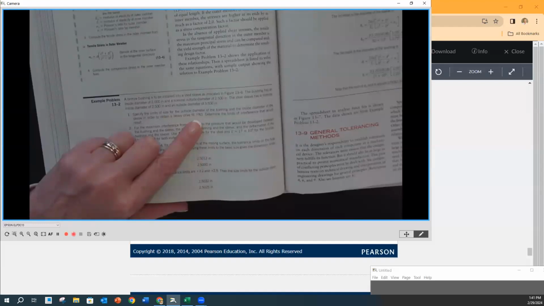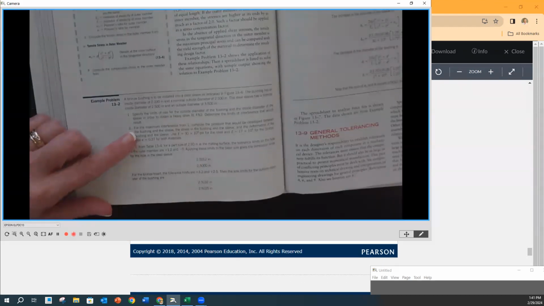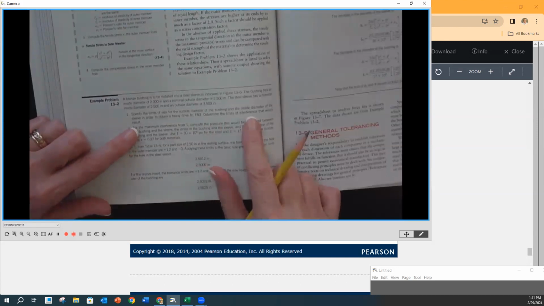So they're giving us the class of fit, and we're going to use the chart to determine the limits of both the sleeve and the bushing at the 2.5 inch diameter. And then it says determine the limits of interference for that result as well.